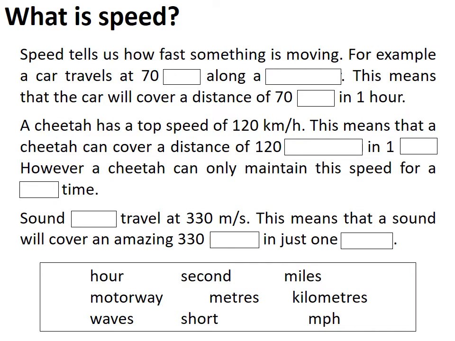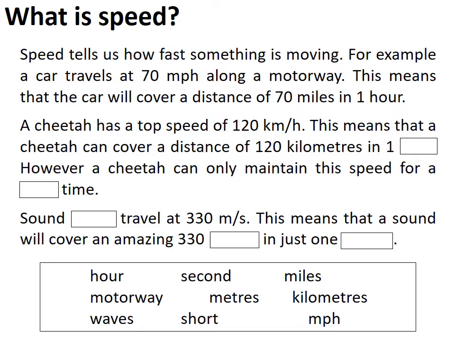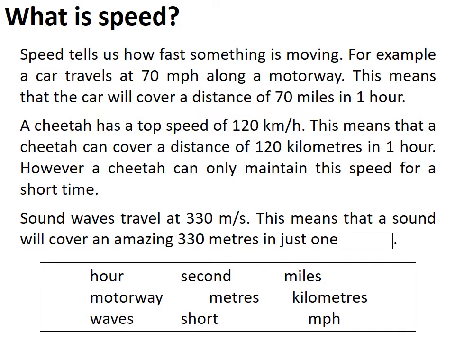Speed tells us how fast something is moving. For example, a car travels at 70 miles per hour along a motorway. This means that the car will cover a distance of 70 miles in 1 hour. A cheetah has a top speed of 120 kilometers per hour. This means that a cheetah can cover a distance of 120 kilometers in 1 hour. However, a cheetah can only maintain this speed for a short time. Sound waves travel at 330 meters per second. This means that a sound will cover an amazing 330 meters in just 1 second.